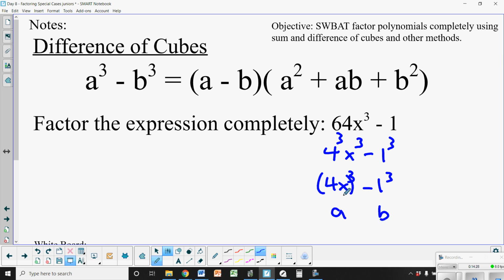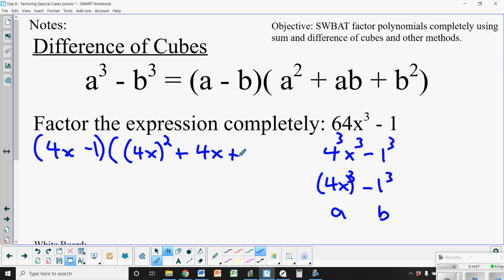So now I'm just going to substitute 4x in for a, and then I'm going to substitute 1 in for b there, and b there. All right, so let's do this. So we have (4x minus 1)(4x squared. So I'm going to do parentheses again. So 4x is being squared, plus 4x times 1 is the same as just 4x. And then 1 squared is the same as 1 times 1, which is just 1.